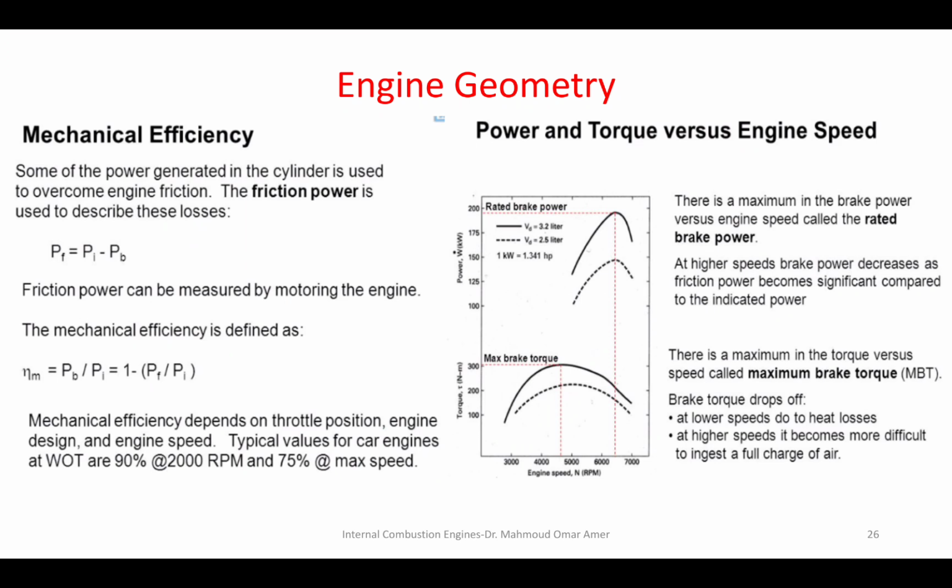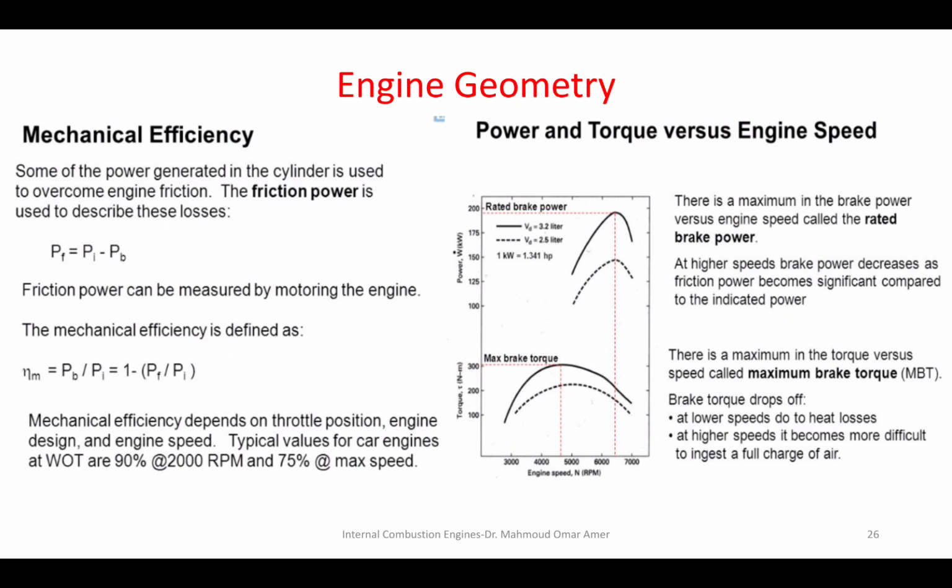If the engine is running slowly, there is more time for the combustion heat to transfer through the cylinder walls to the coolant instead of pushing the piston downward. So at low speeds, the heat losses are very high, so the brake power is low. At higher speeds, the friction power is so high that the brake power is also low.